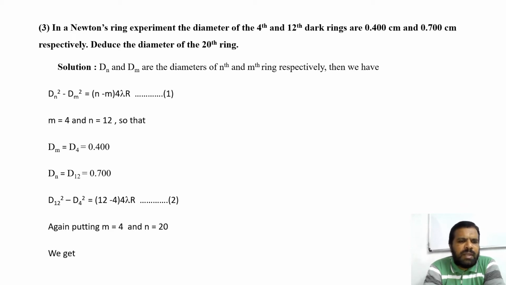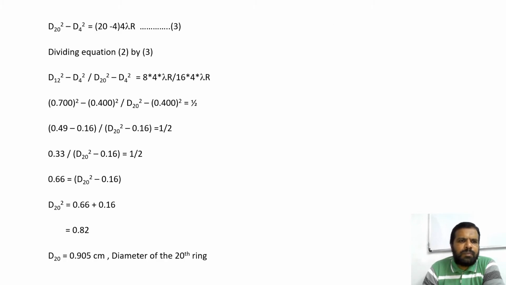D12 square minus D4 square is equal to bracket of 12 minus 4 bracket complete into 4 lambda R. Call this as equation number 2. Again putting m is equal to 4 and n is equal to 20, we get D20 square minus D4 square is equal to bracket of 20 minus 4 bracket complete into 4 lambda R. Call this as equation number 3.